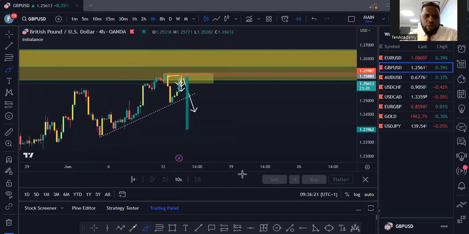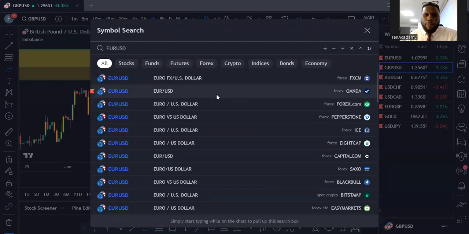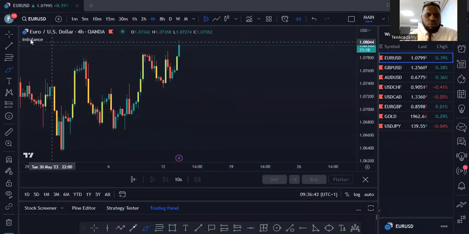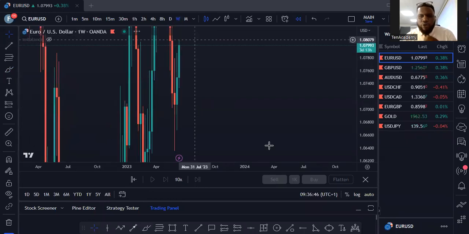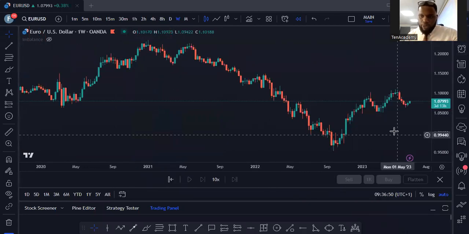All right, good. So that's me for GBP USD. So let's check out Euro USD and USD CHF. Then we'll check out US oil. So let's check out Euro USD. Let's go to the weekly time frame. What's going on with Euro USD on weekly?